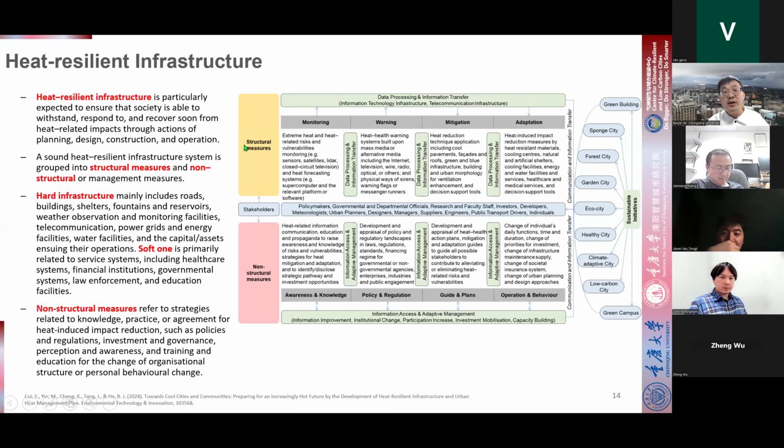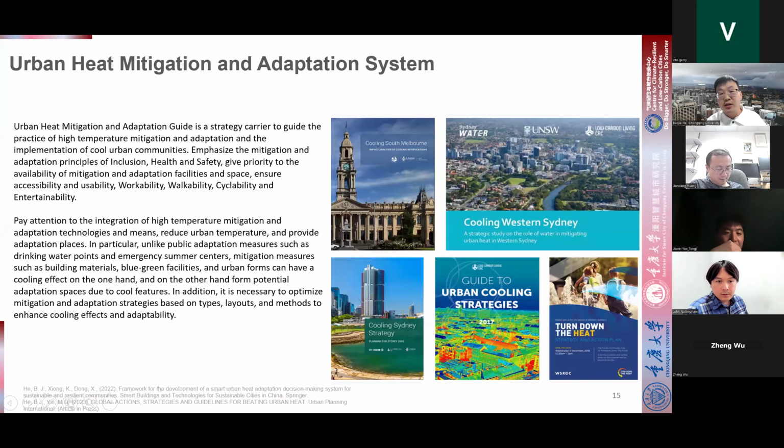So the next one is on the urban heat mitigation and the adaptation system. So this work is what we have done, what we did at UNSW Australia. This is to link the different techniques to the different urban contexts, to tell the local planners, designers, and the local governments the basic strategies they can use to address the urban heat.